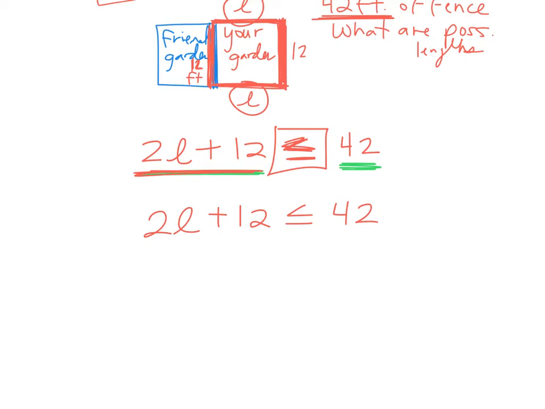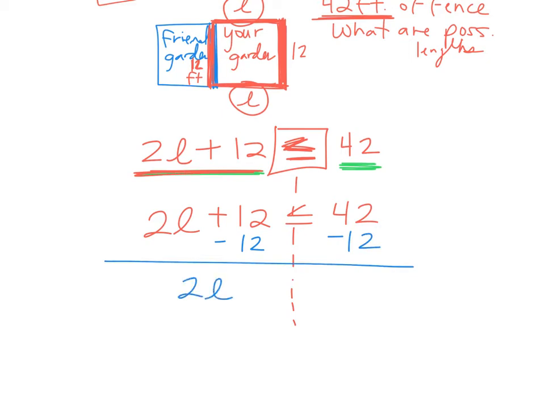Okay, how do we solve that? What's our first step? Take away the 12. So you're going to go minus 12 here and minus 12 here. And you get 2L on the left. Do I flip my symbol? Nope, because we're just subtracting. 2L is less than 30. Okay? Then what do I do?